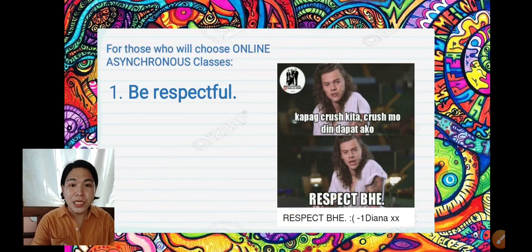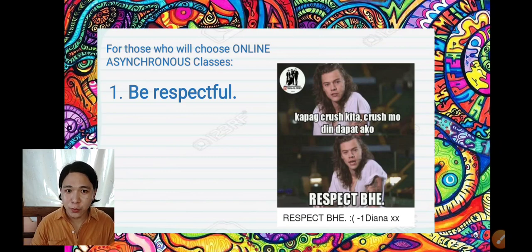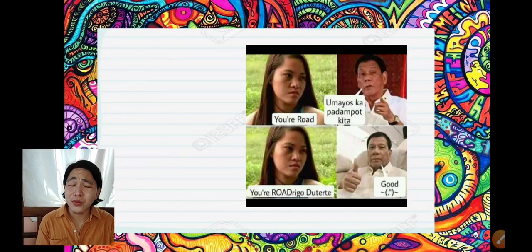That is, be respectful. Because right now, we are having this distance education, flexible learning. So therefore, there will be no physical interaction between the teacher as well as the student. That is why we need to be respectful in many things. So for example, in messaging your instructor, be respectful. Not only sa akwa, but also with your classmates. Okay?